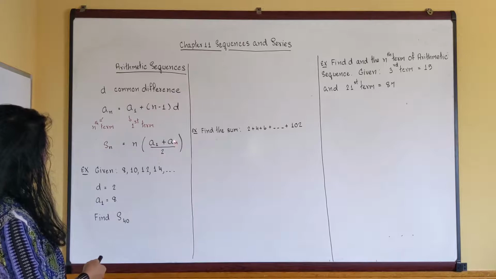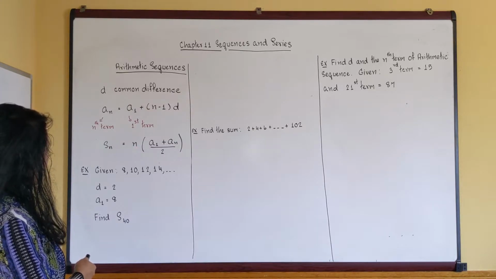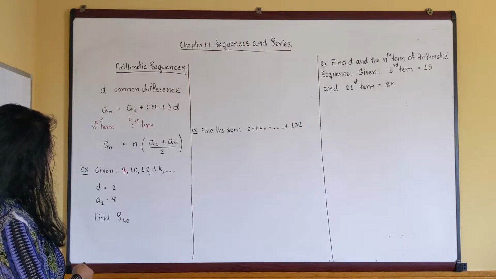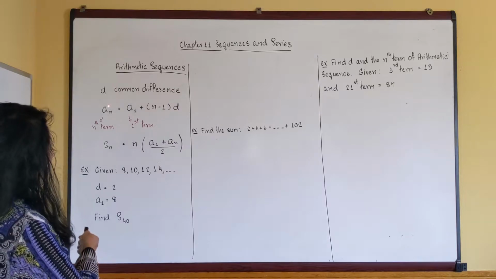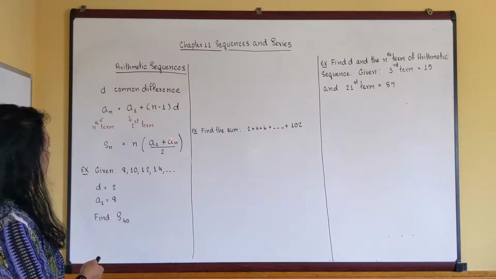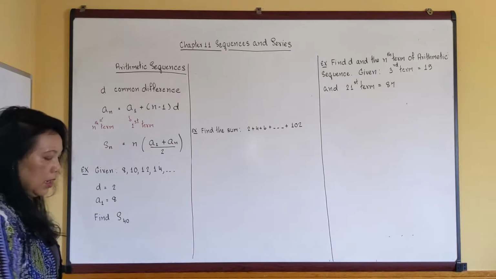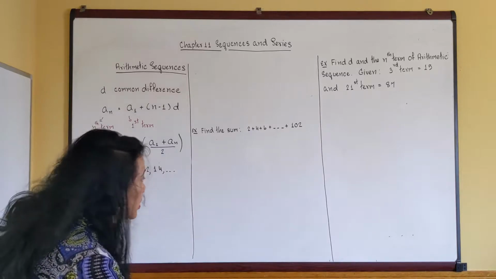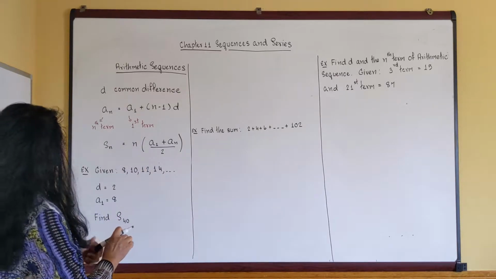So we're going to use this formula here. We know n is going to be 40. My a sub 1 here is going to be 8. But we don't know a sub n. So I have to go back to the first formula to find my a sub n. Once I have my a sub n, I can plug it in here and find the sum of the first 40 terms. So let's look at this example and find a sub n.